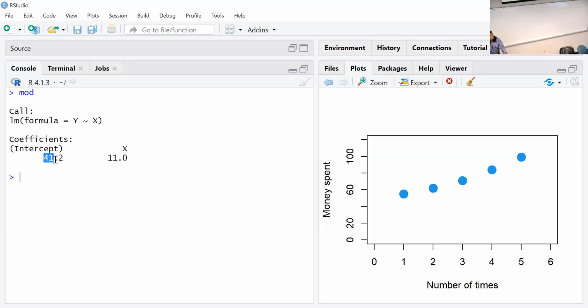Coefficients: intercept 41.2. I believe that's exactly what we had last time, or 41.19. And the slope is 11. So the coefficient of every predictor variable, in this case x, will be listed under its label. So here it's x, so we have 11. When I look at it, I can write the model as 41.2 plus 11 times x. Pretty straightforward. Good.